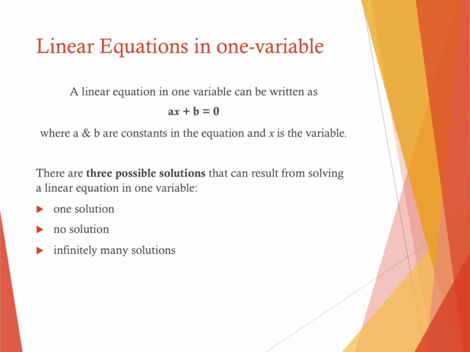Or I could have infinitely many solutions. So that would be something like 5 equals 5. I know that's a true statement no matter what. It doesn't matter what the value of x is because the equation will always yield 5 equals 5. When we are solving two-step equations, we don't see really a no solution or infinitely many solution type of answer. We generally will just see one solution.